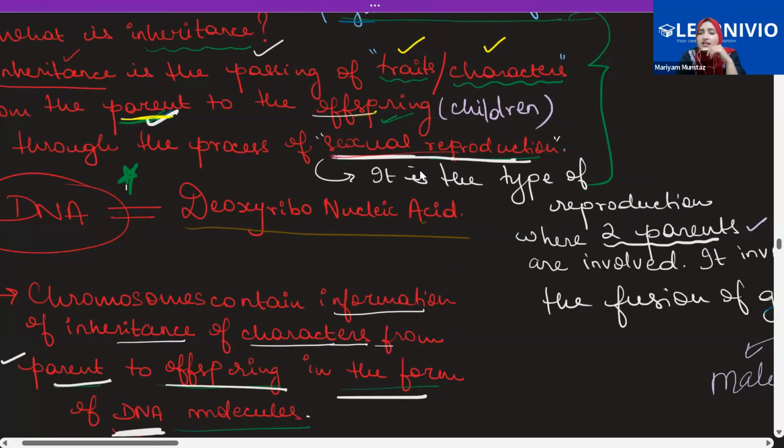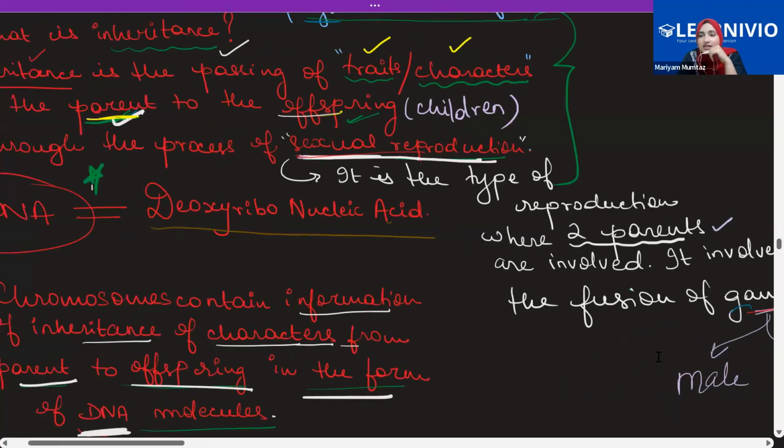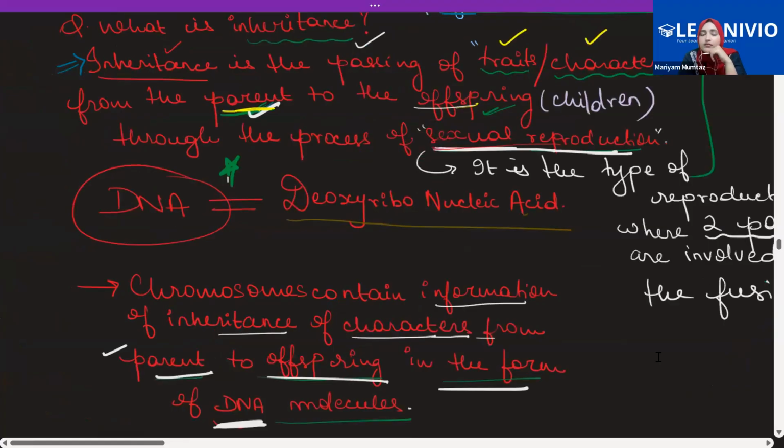Now talking about what sexual reproduction is. It is the type of reproduction where two parents are involved and it involves the fusion of gametes. So this is like a side note to understand what sexual reproduction is.